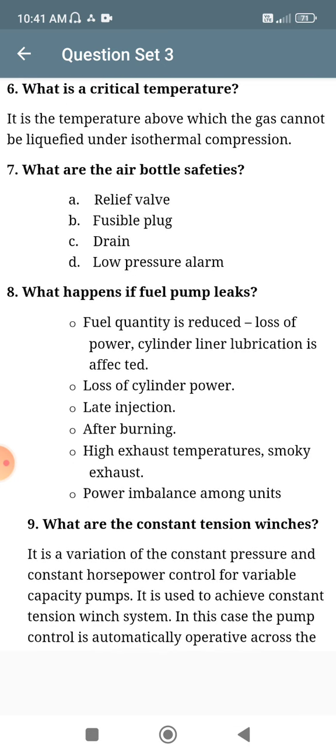Then safeties of the air bottle. Air bottle safeties are a relief valve, fusible plug, drain and low pressure alarm.